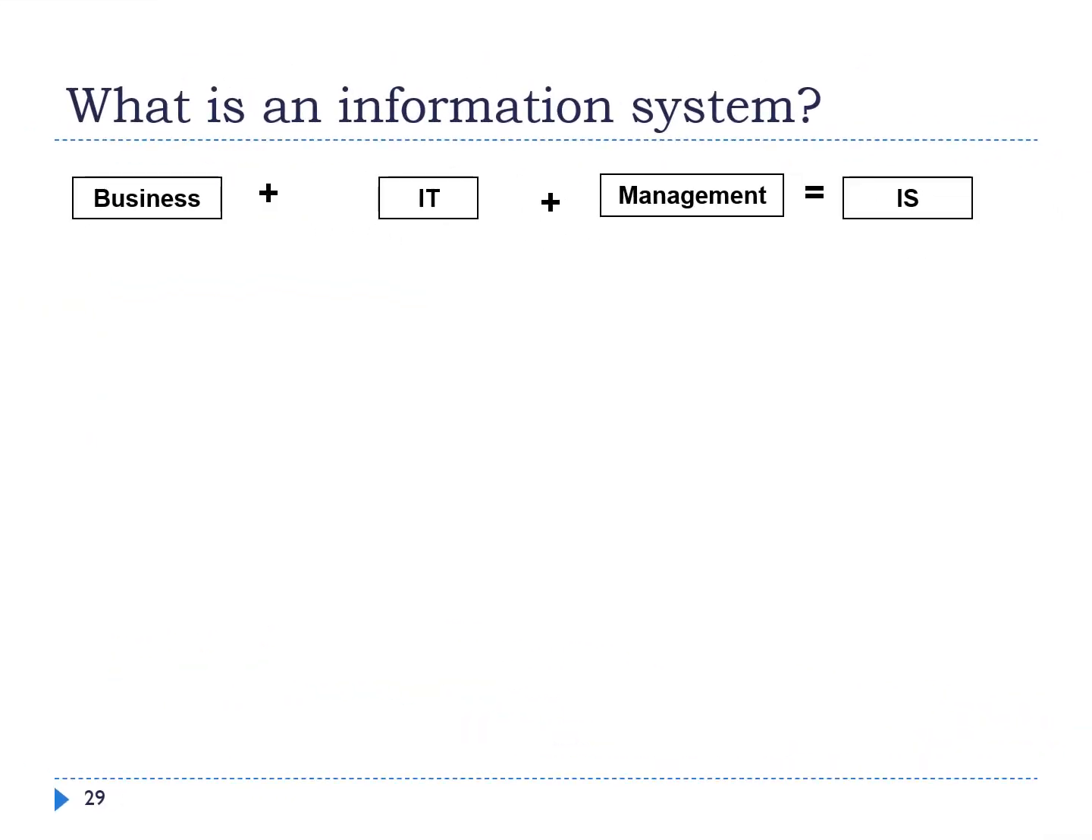Okay, let's come back to think about this question. What is an information system? An information system includes three parts: business, IT, and management. We'll go through every single part throughout the semester.